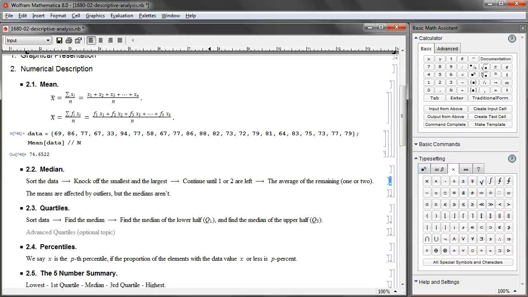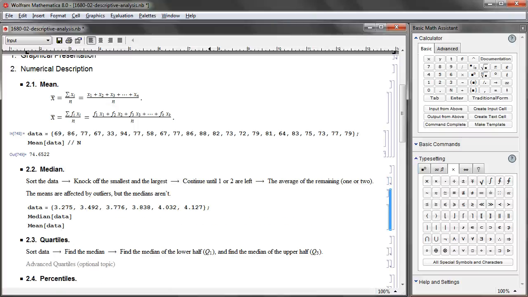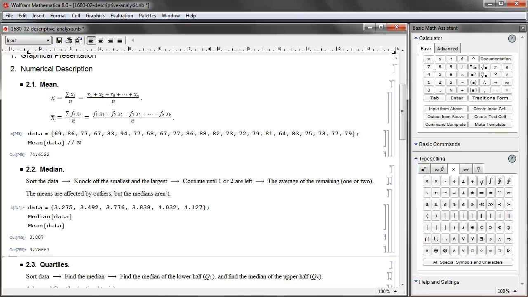One interesting aspect of the median is that it is not affected by outliers. What about the outlier? Well, here's an example. We have the same data set that we dealt with before. We have the mean and median. And let's create an outlier. 4.127, change this into 400.127. Let's suppose that somebody made a mistake entering and created something like this.